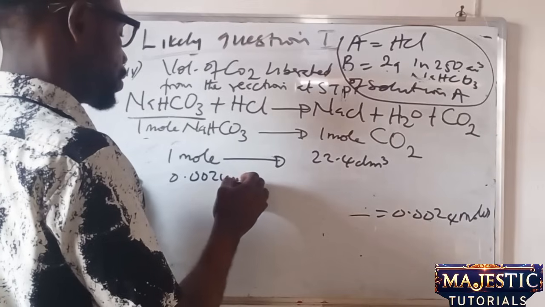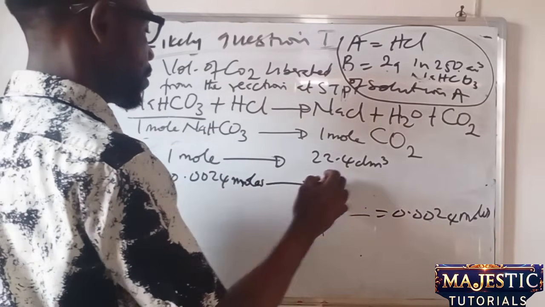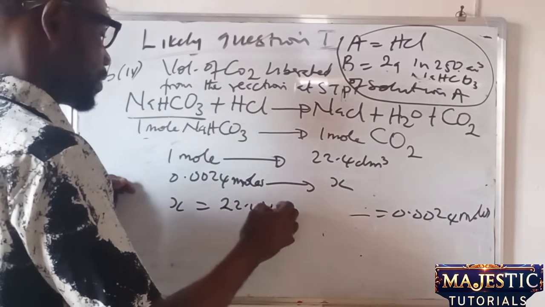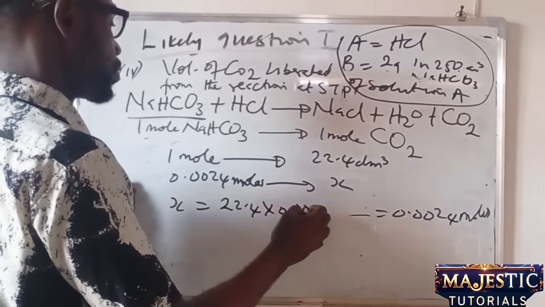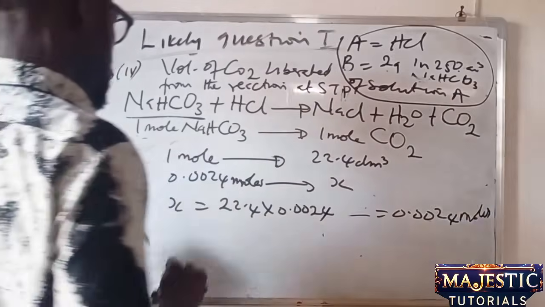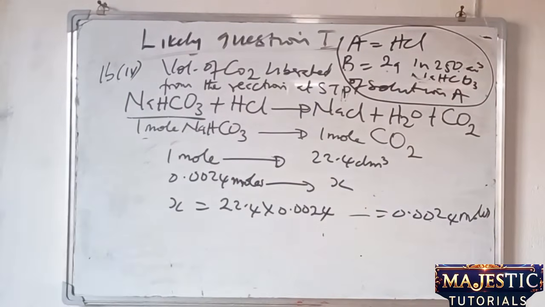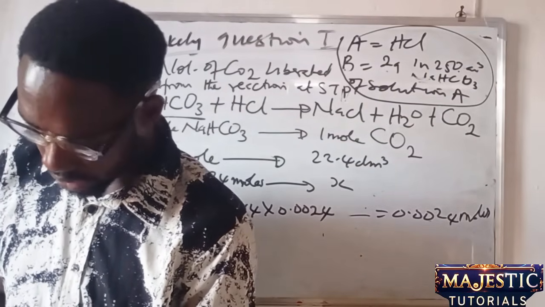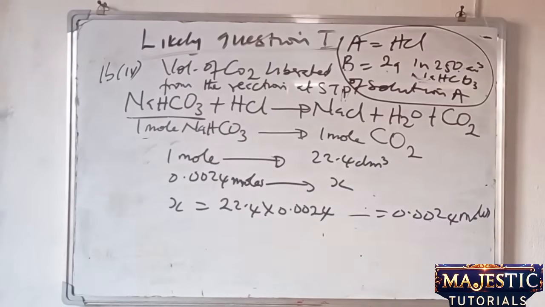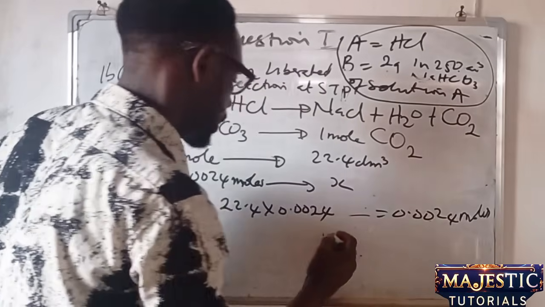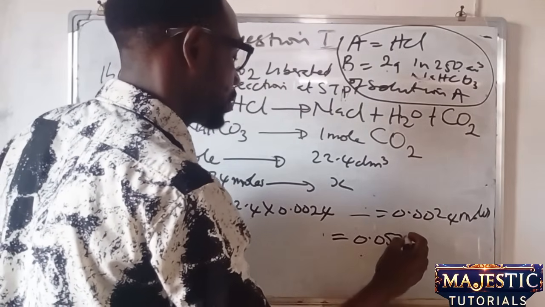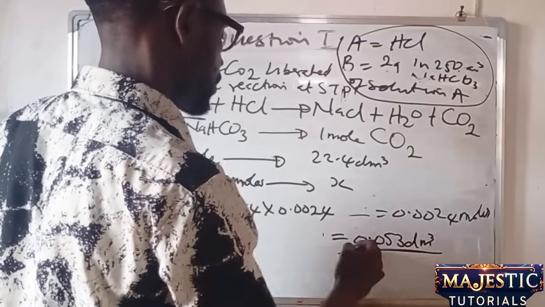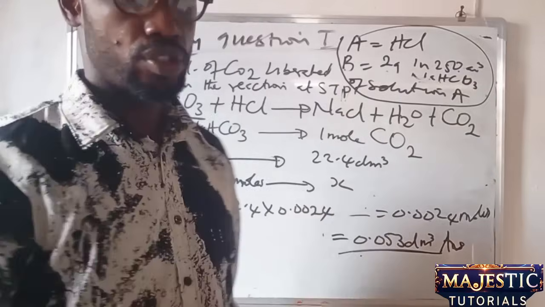0.0024 moles liberate X, such that X is equal to 22.4 times 0.0024, cross multiplied, right? So from the calculator department, 0.0024 times 22.4 is equal to 0.053. 0.053 what? The unit is dm³, because they asked us volume. This is our answer for question 1B IV.